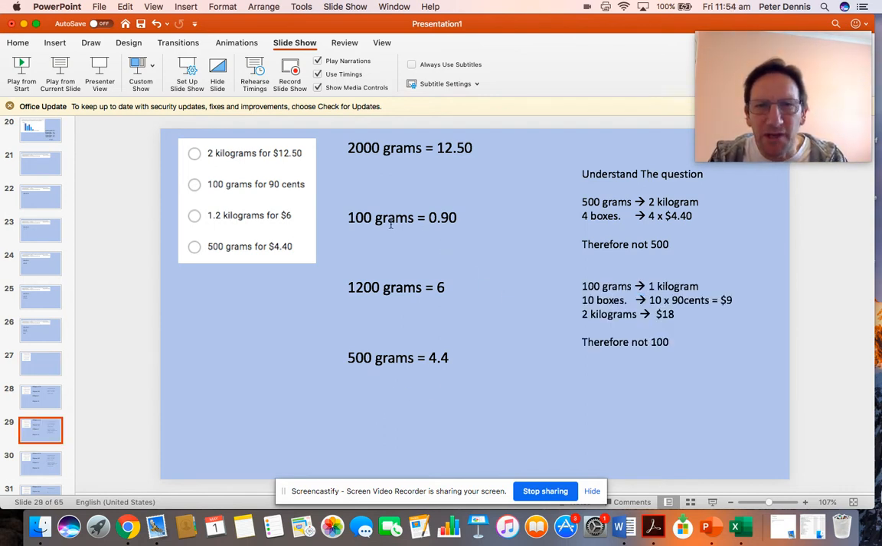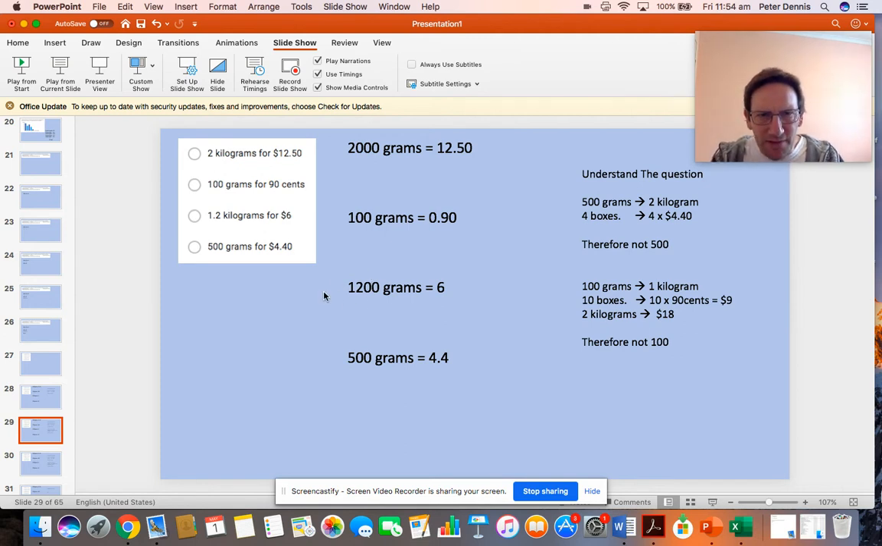If we compare the 100 grams to 2,000 grams, what's that? If we times it by 10 boxes over here, 10 boxes would be 10 times the 90 cents, which is $9. So that's 1 kilogram, and 2 kilograms is going to be $18. So straight away we can say it's not going to be either of the 100 or the 500 grams. It's going to be either the 2,000 or the 1,200.